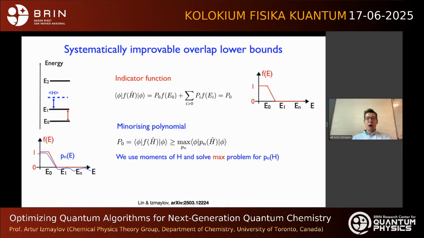So we maximize the value of the expectation value with respect to all polynomials that are all below the indicator function, right? So we're coming from below and we're maximizing as much as possible, right? So that will allow us to create a lower bound.